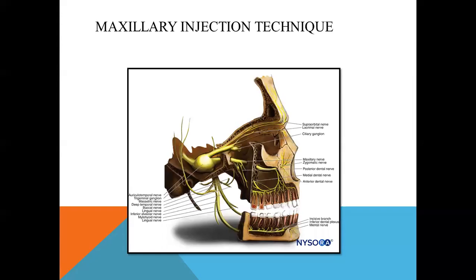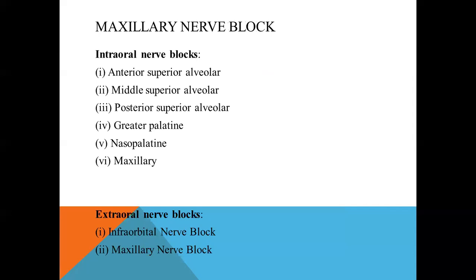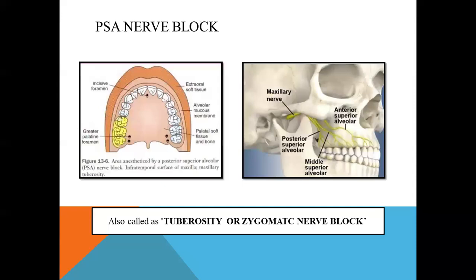Coming to the hero of this topic, the maxillary injection techniques. What are they? They are intraoral and extraoral nerve blocks. Intraoral are the anterior superior alveolar nerve block, middle superior alveolar nerve block, posterior superior alveolar nerve block, greater palatine, nasopalatine, and maxillary nerve block. The extraoral techniques include the infraorbital nerve block and the maxillary nerve block.